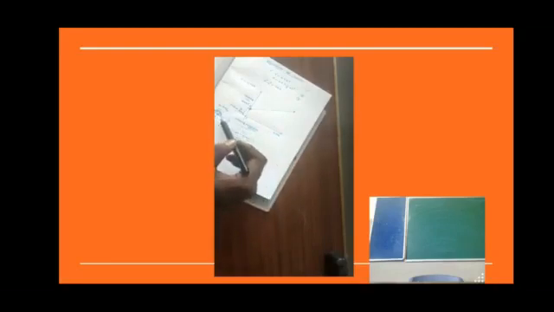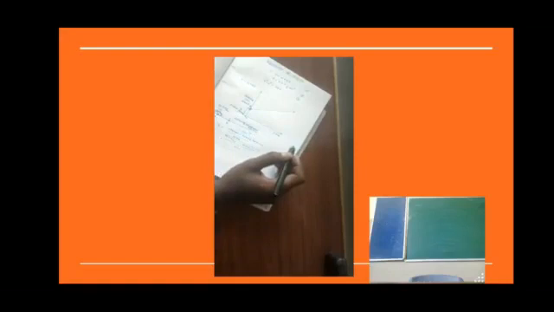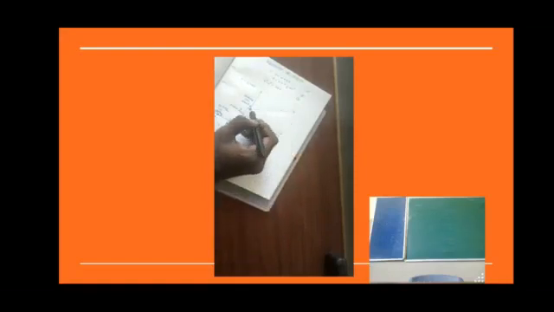So now I have to find the acceleration. So acceleration means what is the formula? Final speed minus initial speed divided by time, or change in speed with respect to time. So I have to find the acceleration. So how to find the acceleration? For that I have to find the slope of this line. So how to find the slope of this line?